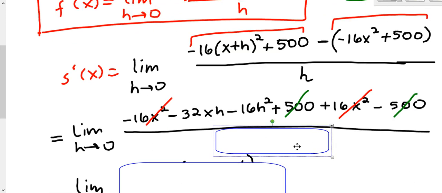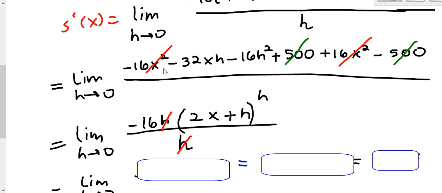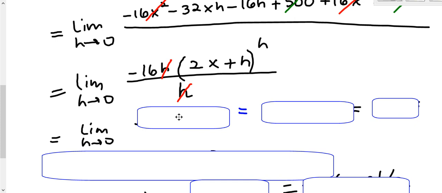The bottom is still h. As I'm rewriting this, I'm going to factor out an h from the numerator as well. So I'll take out the h. You could actually take out a negative 16h, as you can see. So take out a negative 16h. From here, you're going to have 2x, and from here, plus h. If you have any doubts, multiply this again, and you'll get those two quantities. And remember, you're dividing by h, so now the h's can be canceled because they are factors. So we're left with negative 16 times quantity 2x plus h.